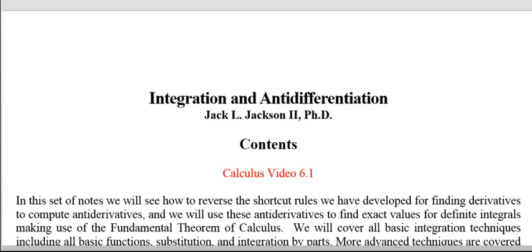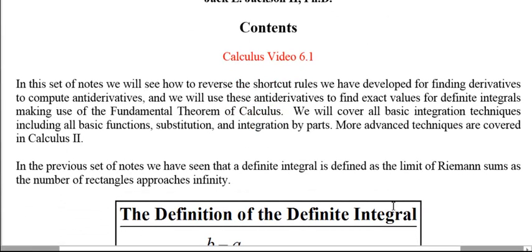In this video we're going to start a series of videos talking about integration and anti-differentiation. One of the main focuses of these videos is to reverse the shortcut rules we developed for finding derivatives, to be able to compute antiderivatives of a given function, and we will use these antiderivatives to find exact values for definite integrals, making use of the fundamental theorem of calculus.